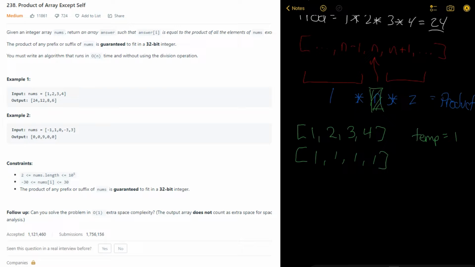Then what we could start doing is start to fill up our output array with these 1s up here. In other words, those are all the values that are going to be the product of the values to the left of the index that we're looking at. So how could we do that?